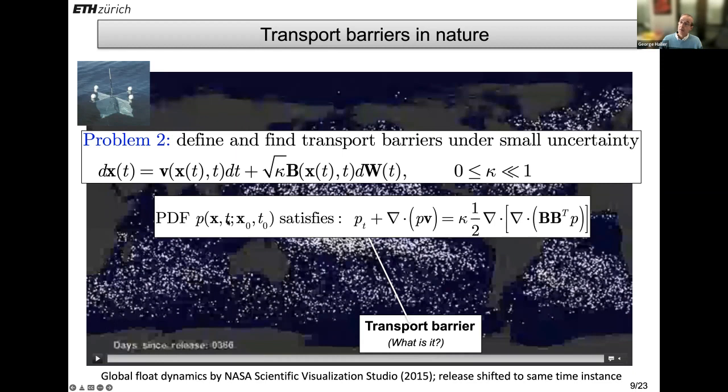If you ask the following question, how does the probability density function associated with the stochastic motion evolve in time? Namely, how does the probability density, defined for current position X and current time T under the condition that I have started from position X naught at time T naught, evolve in time? It turns out that this PDF satisfies a PDE.